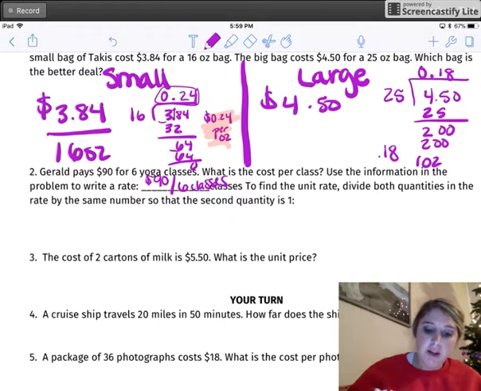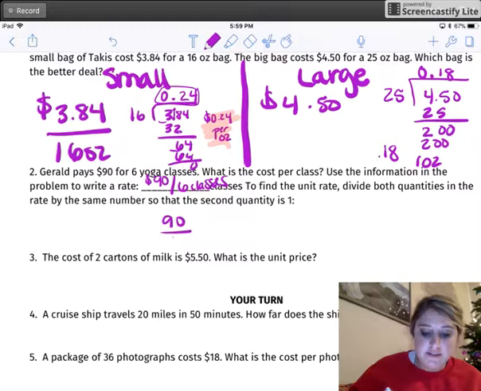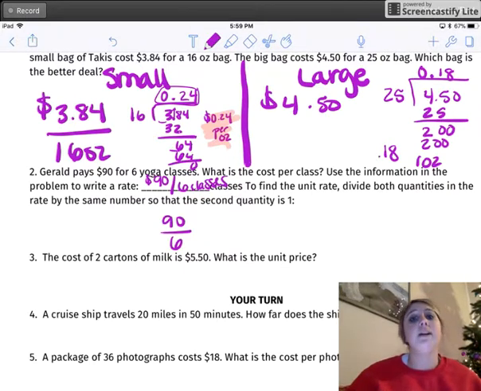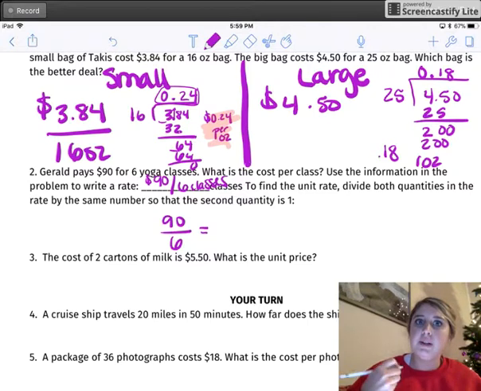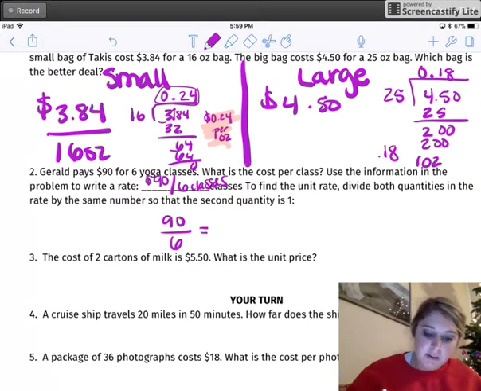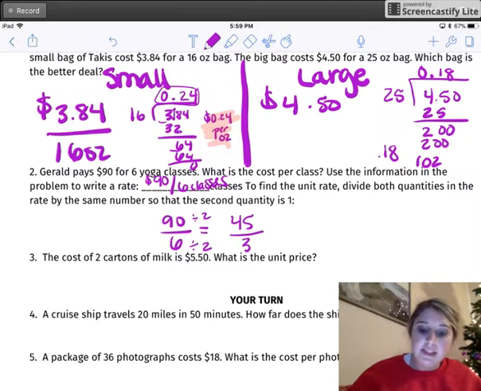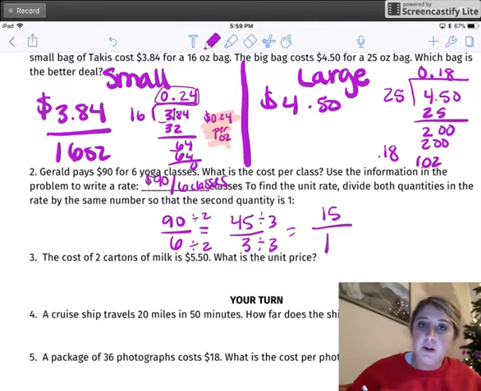So again, a couple options. We could look at this as 90 over 6 and find an equivalent ratio like we did earlier, where we say, can we divide these both by the same number? We could start by dividing them both by 2, and that would be 45 over 3. And I think that they both have 3 in common, divide by 3, and that would give us 15 over 1. So it's $15 for one class.